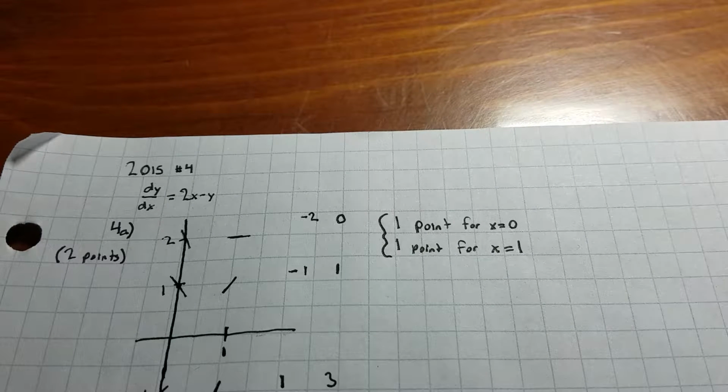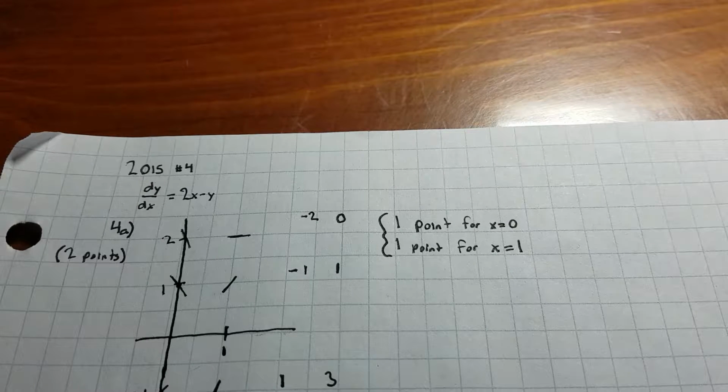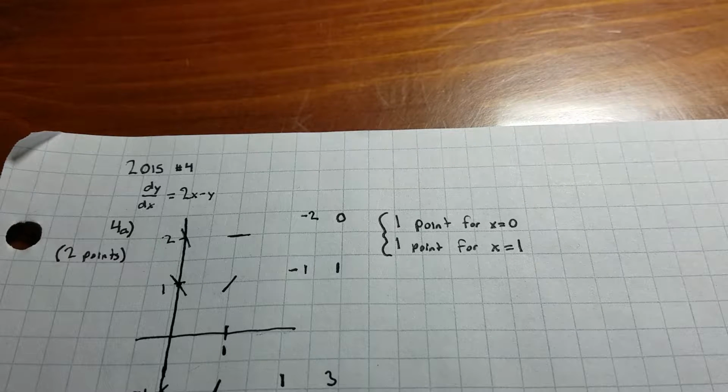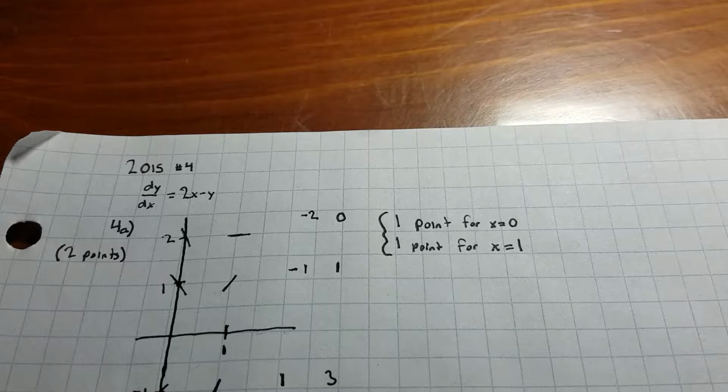The first part of the question asks you to consider the differential equation dy/dx = 2x - y. For part 4a, it asks: on the axes provided, sketch a slope field for the given differential equation at the 6 points indicated. The 6 points being (0, -1), (0, 1), (0, 2), (1, -1), (1, 1), and (1, 2).